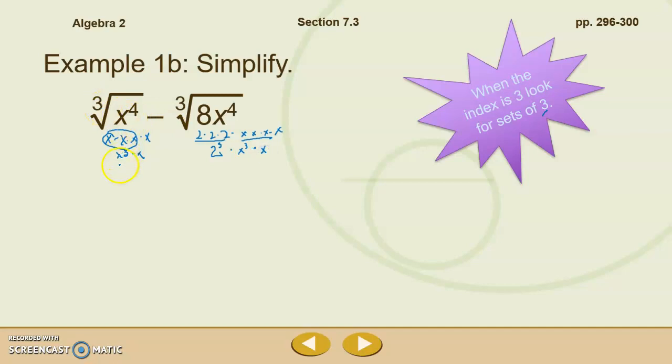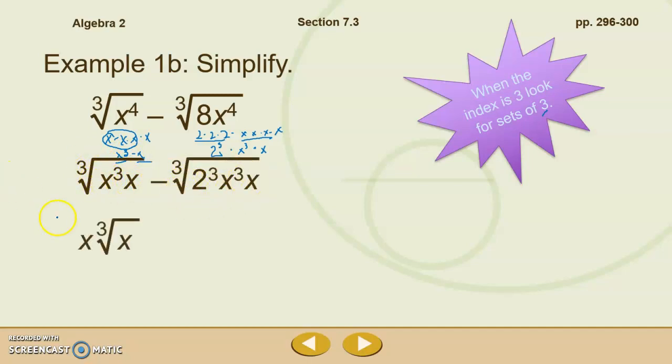I'll then take the cube root of each of those factors. And when I do that, I get the cube root of x cubed, x, and the cube root of 2 cubed. Now we'll take the cube root. So the cube root of x cubed is x. And the cube root of x can't be simplified, so it stays there. And the cube root of 2 cubed is 2, so that comes out. The cube root of x cubed is x, and the cube root of x stays in there.